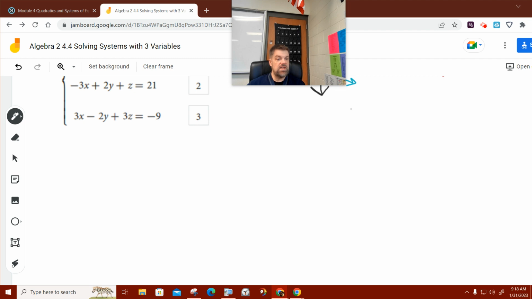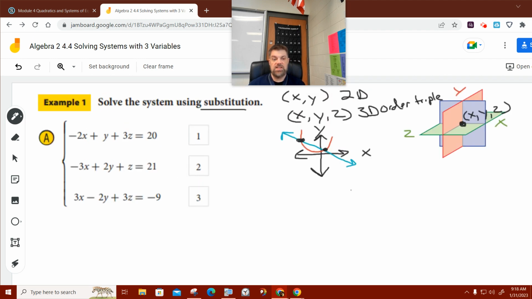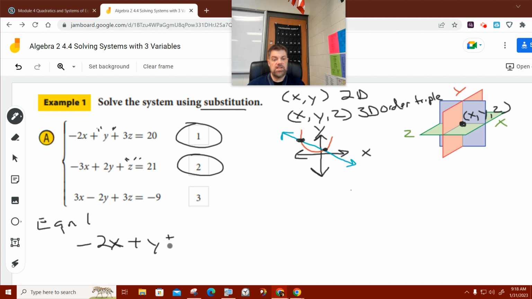So one way to do this is I can solve for y and plug it into the other. Notice that this one has a y all by its lonesome. Notice that this one has a z all by its lonesome. So this is equation 1, this is equation 2. For equation 1, negative 2x plus y plus 3z equals 20. What is wrong with me? And I'm going to solve for y.